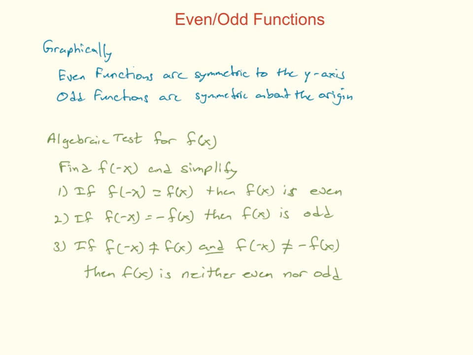The idea is that if you graph an odd function and physically turn the graph upside down, it will look the same. You can see these in two functions. An even function would be the square function, and an odd function would be the cube function.